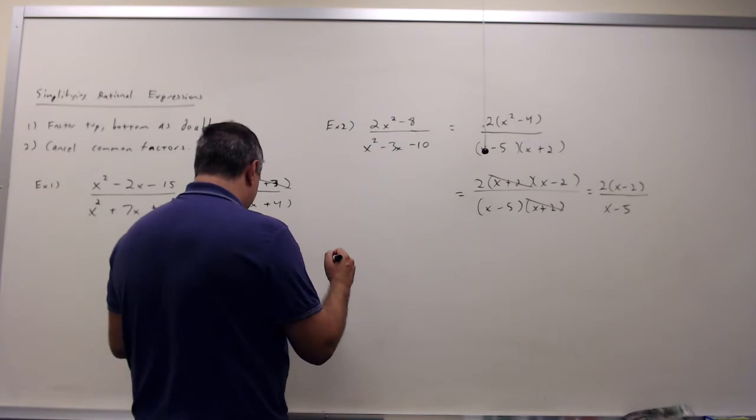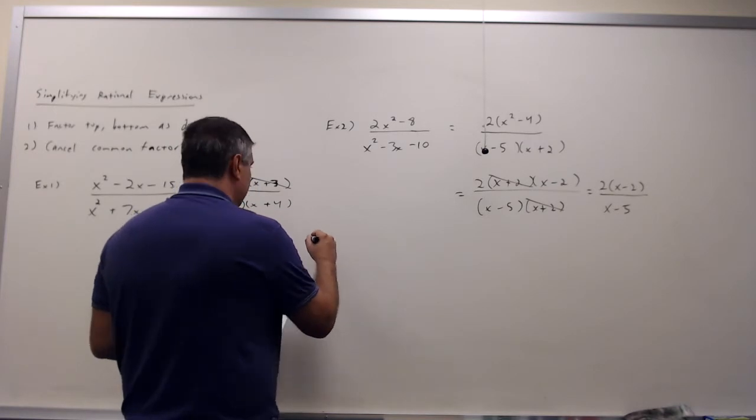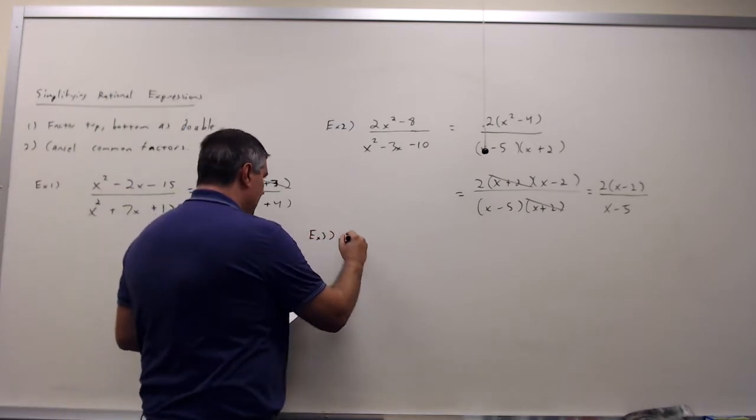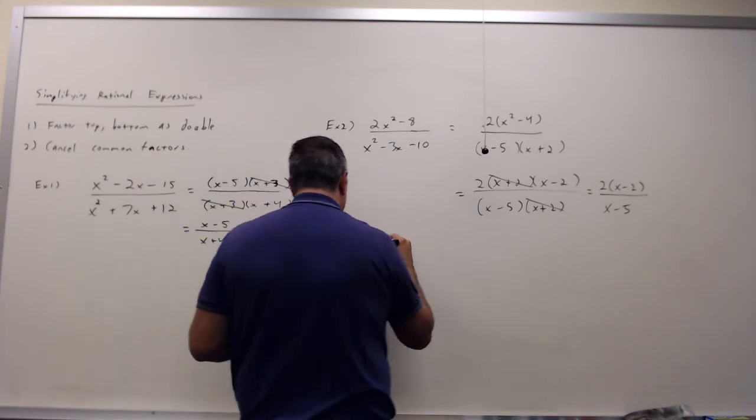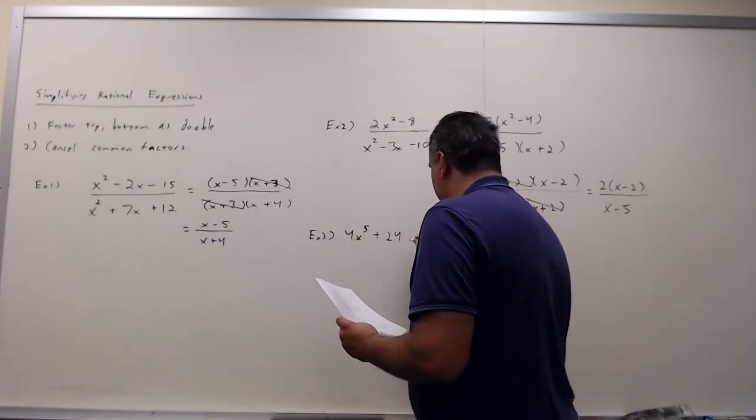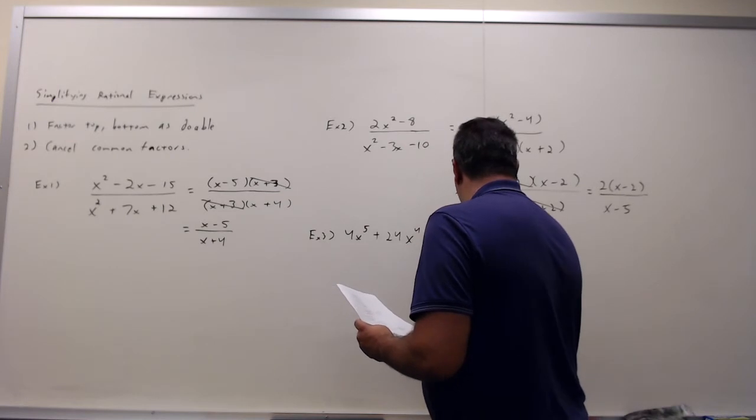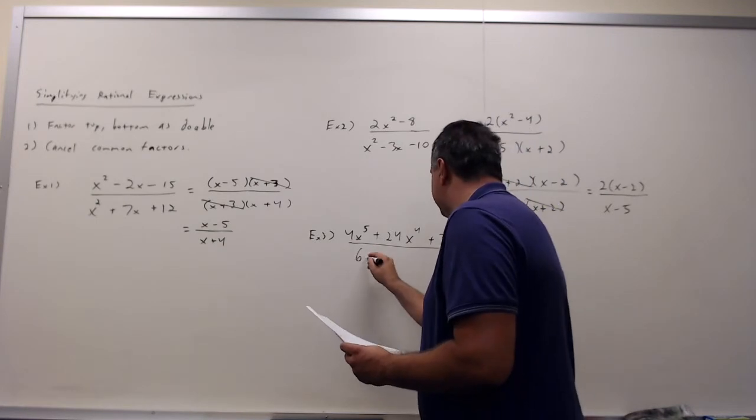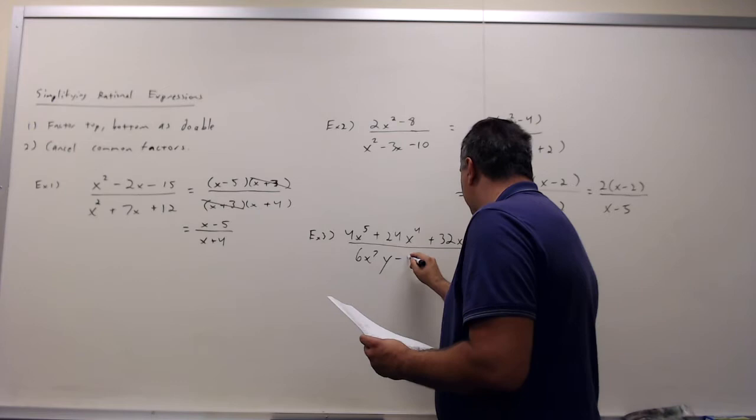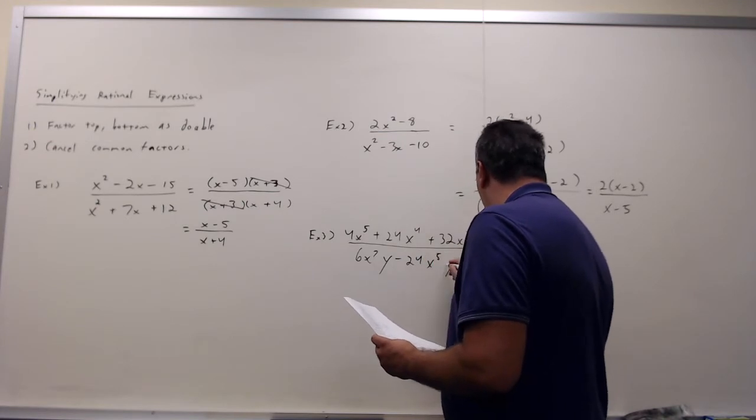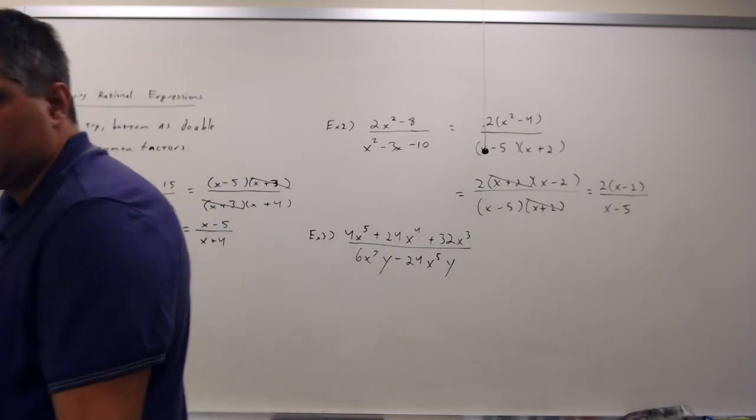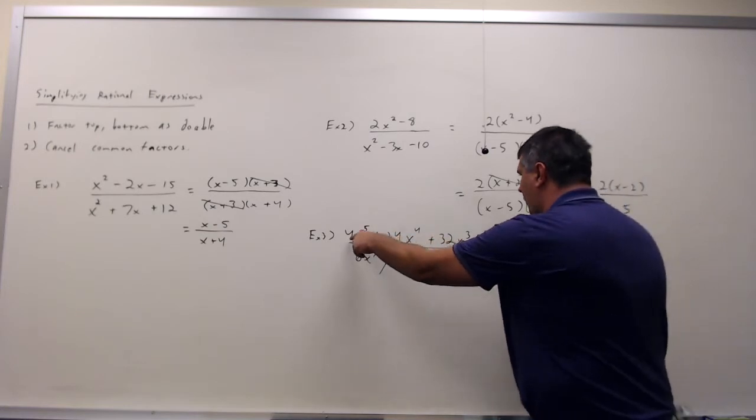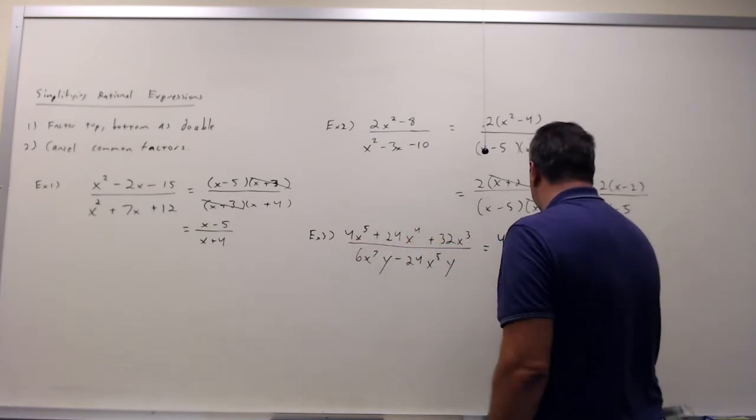Okay, example 3. 4x to the 5th plus 24x to the 4th plus 32x cubed over 6x to the 7th y minus 24x to the 5th y. So these are all divisible by 4. They all have x cubed in them.